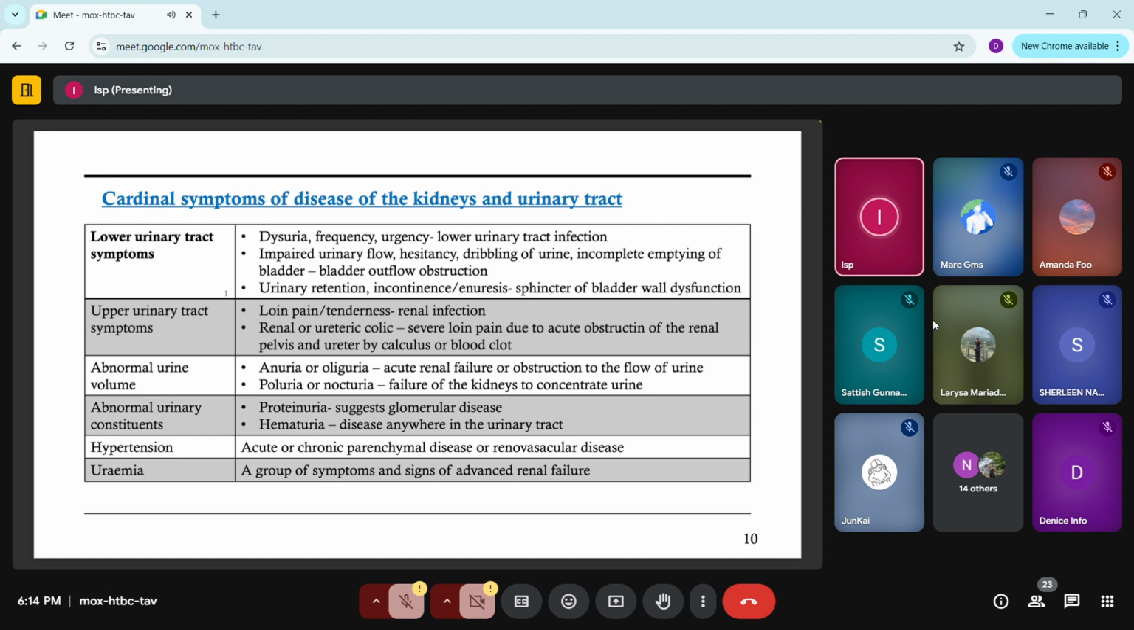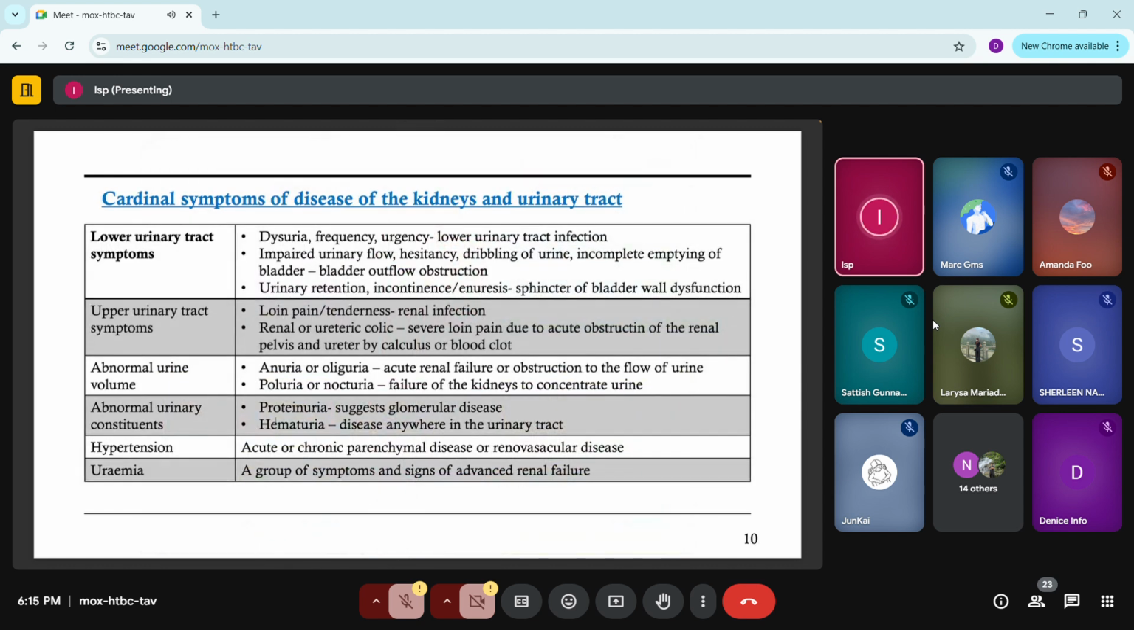For patients with upper urinary tract symptoms, most of the time they will have loin pain and tenderness. Your renal punch will be positive. Then kidney disease patients will have reduced urine volume as well. In acute renal failure, the patient will have reduced or no urine output at all. And in nephropathy patients, they will have polyuria because they cannot concentrate the urine.